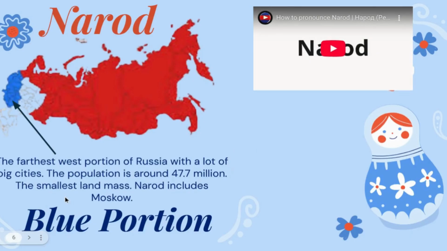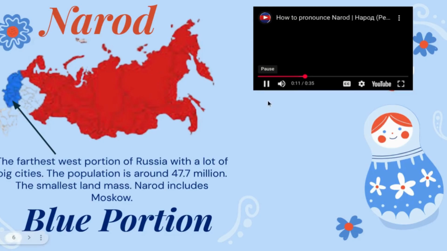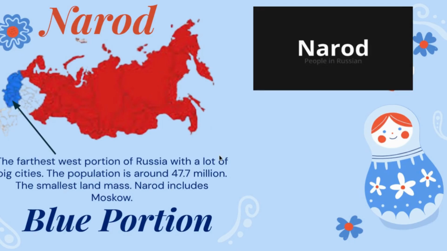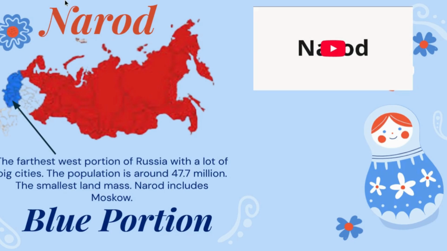So that first country is called Narod. This is how you pronounce it. Narod. Awesome.